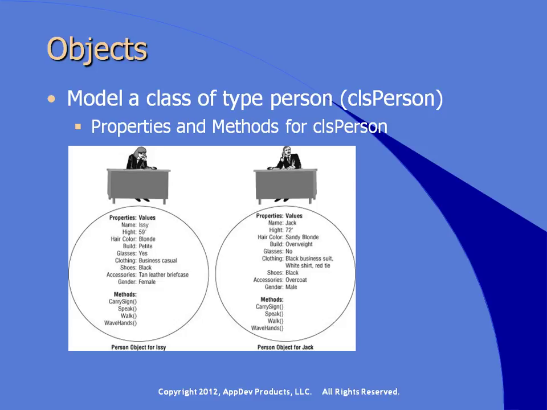The same is true for the object named Jack. His height is 72 inches. Hair color, he's overweight. Wears glasses, no. Black business suit, black shoes, overcoat, male. Now you'll note that the class person objects have the same properties, but the values for those properties are different for each one of the objects. The Issy class person object looks vastly different than the Jack person object.